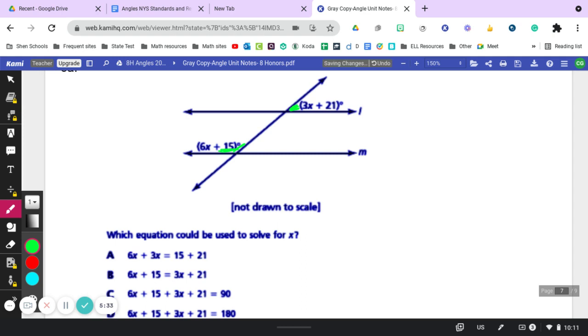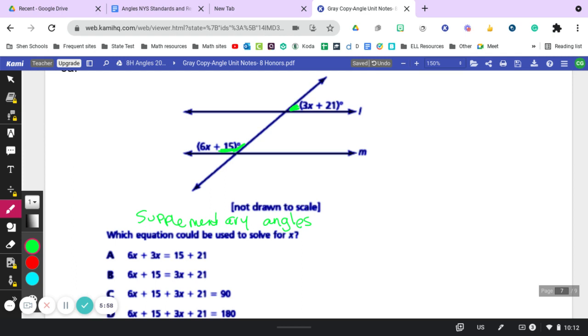Whenever I have an exterior angle and an interior angle, they're on opposite sides of the transversal. They're not in the same position. They are going to be supplementary angles. If you're not sure, go back to pages 4 and 5 where it lists what type of angles these are, and you can see that they will match up.